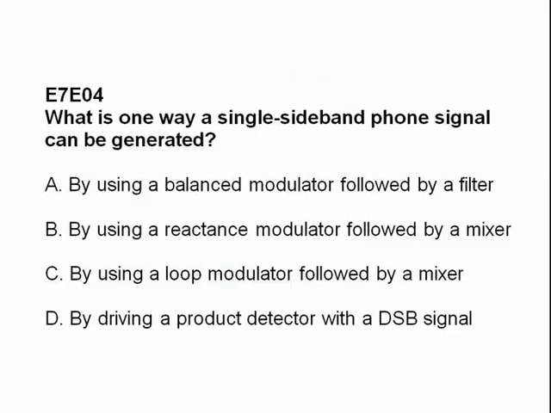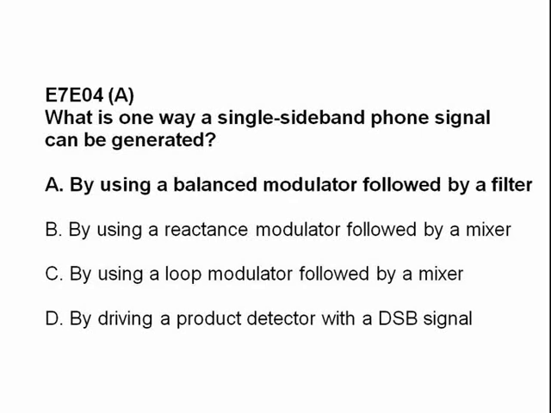What is one way a single sideband phone signal can be generated? A, by using a balanced modulator followed by a filter. B, by using a reactance modulator followed by a mixer. C, by using a loop modulator followed by a mixer. Or D, by driving a product detector with a double sideband signal. The answer is A, by using a balanced modulator followed by a filter.